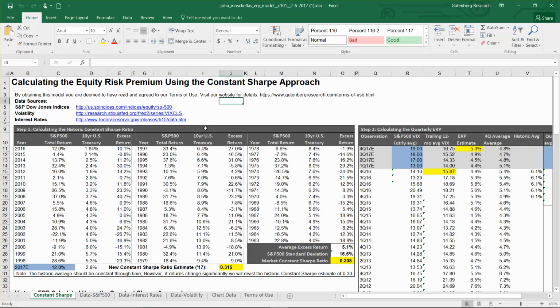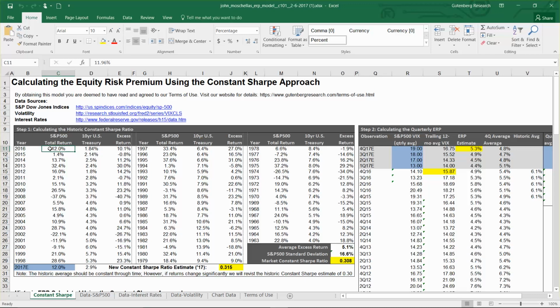So there's 2 steps in calculating the equity risk premium using the constant Sharpe approach. Now, I like the constant Sharpe approach because it uses volatility and interest rates, so it's a great way to get those two metrics into your valuation. There's lots of different other ways of calculating equity risk premium, so you can use your favorite.